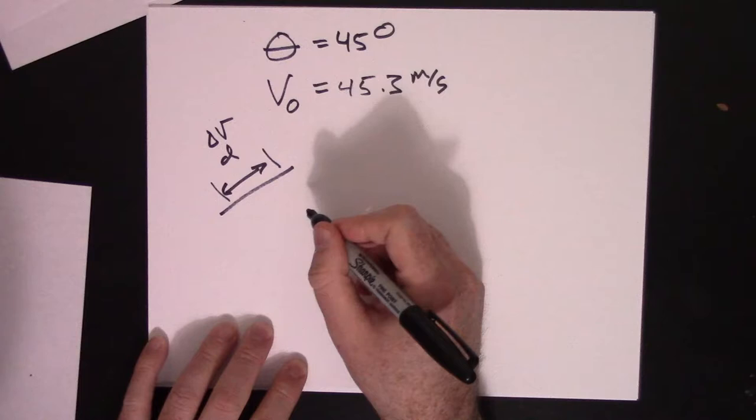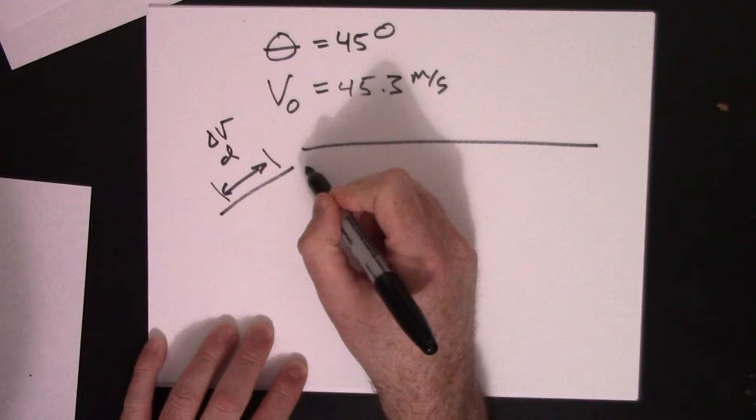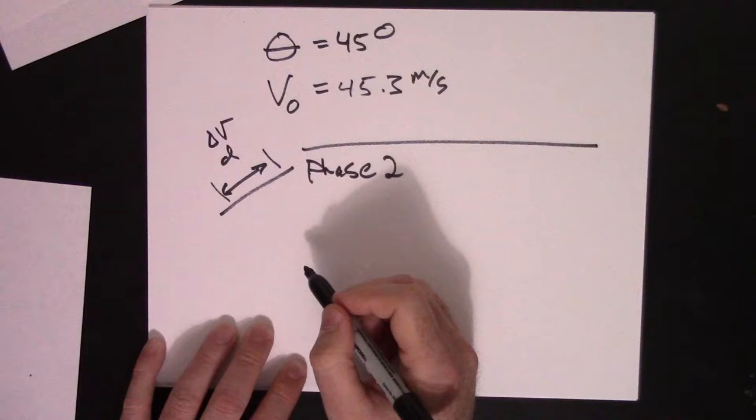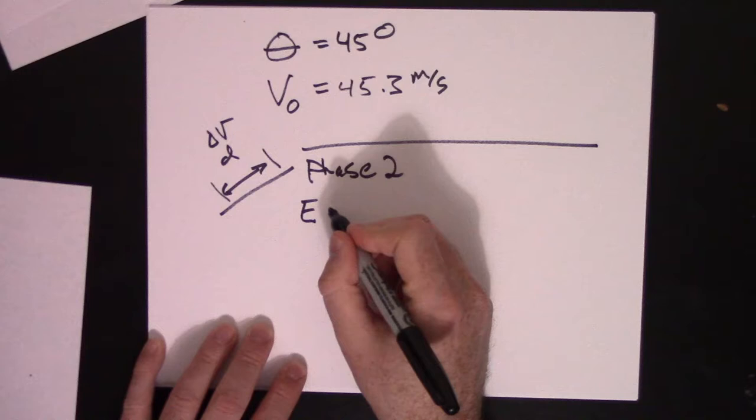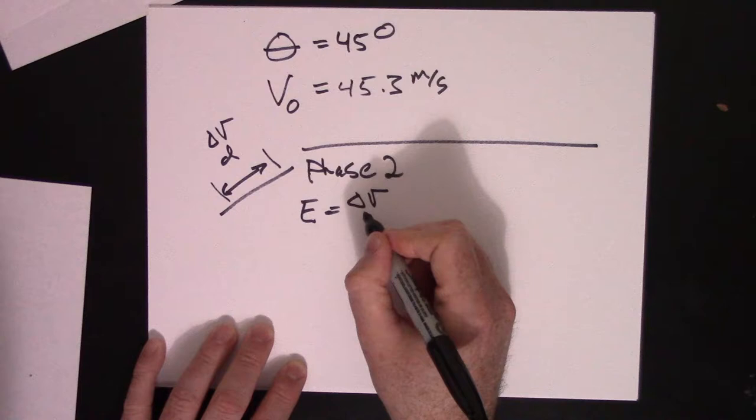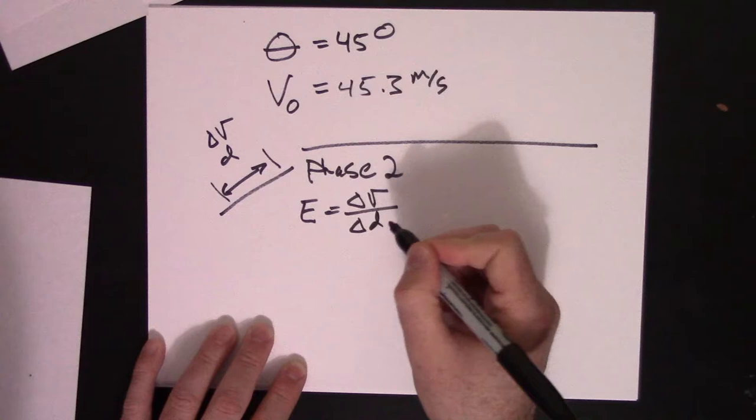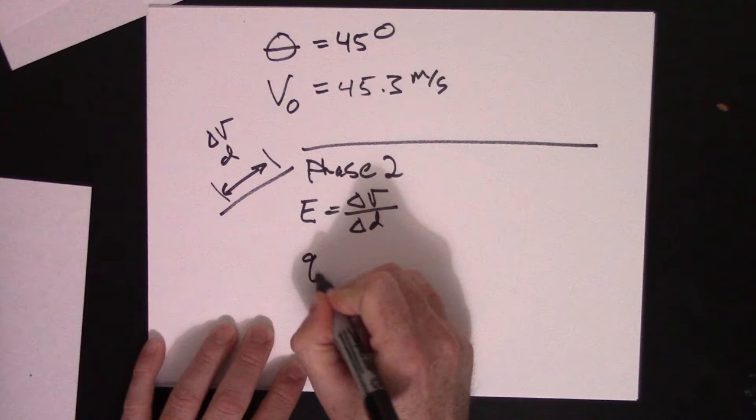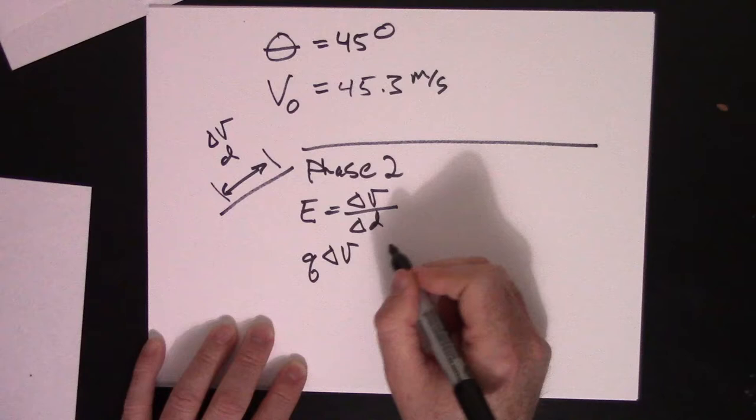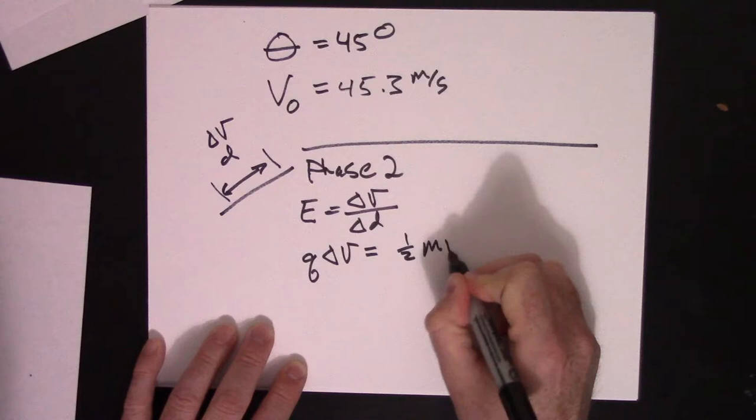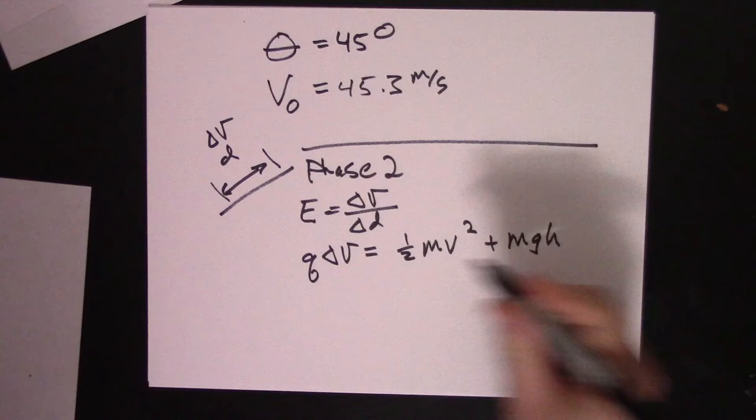All right, so this is kind of our phase two. We know that, let's see, what do we know? We know E, our electrical field, is equal to the change of voltage, our voltage difference over our change of distance. It's really just our distance. Got change on the mind. We know that Q delta V is equal to 1/2 mv squared plus mgh. That's just our energy equation.